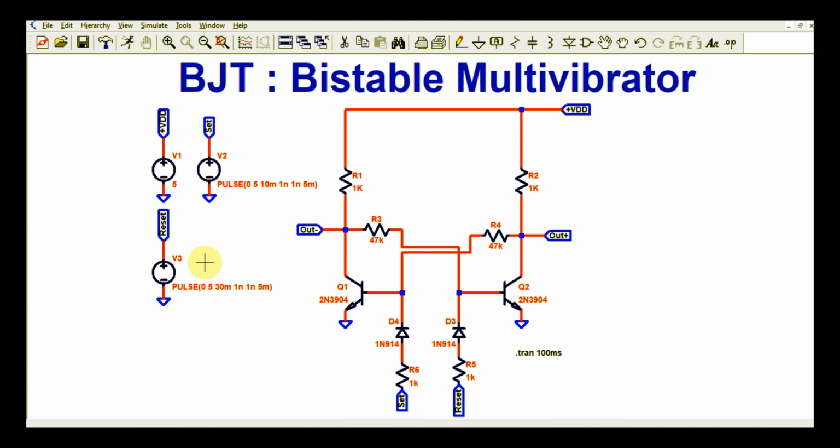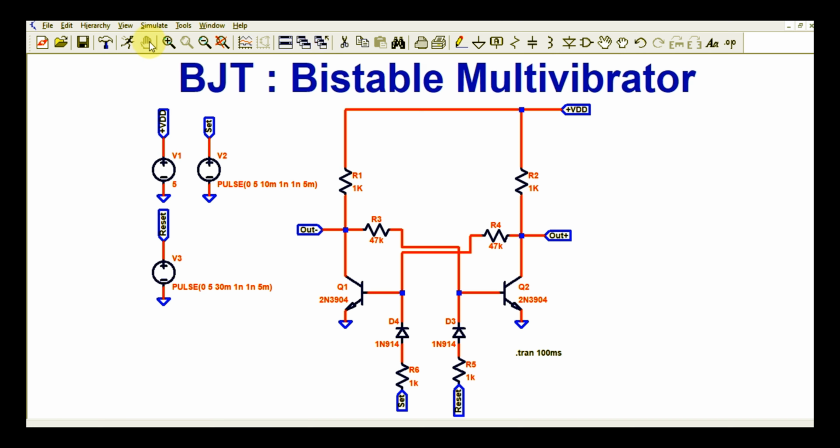So this is basically a set, and this is reset, and if you know the set and reset flip-flop, that is the RS flip-flop. So we have a set and reset flip-flop. Let us run the transient analysis and I will show you the waveform for this.